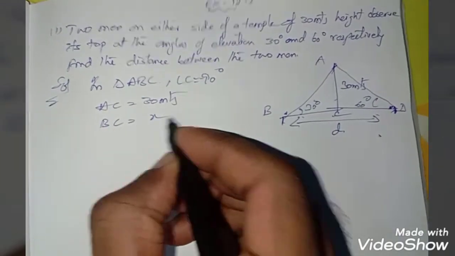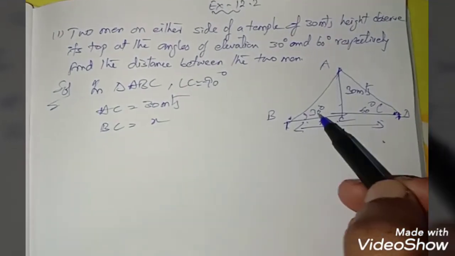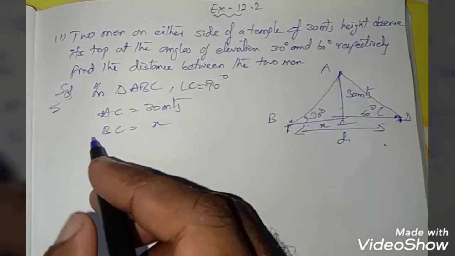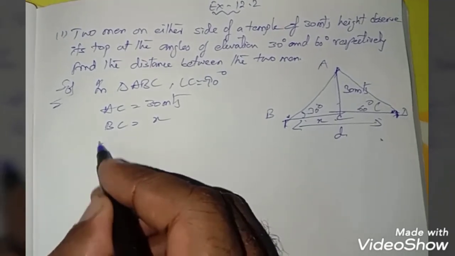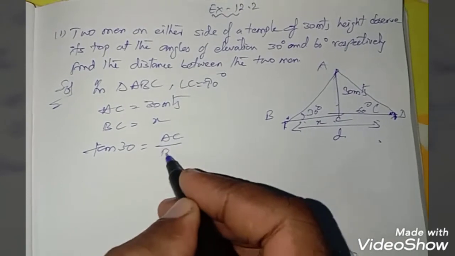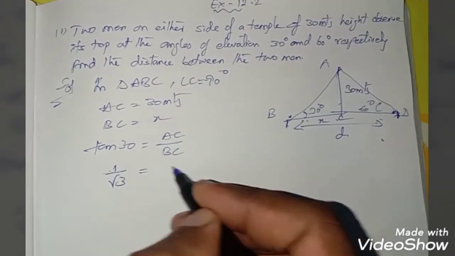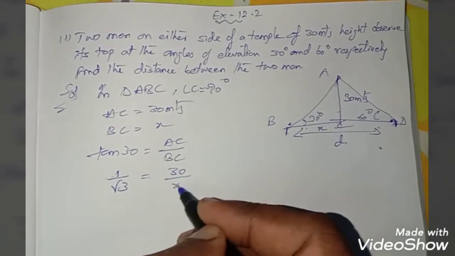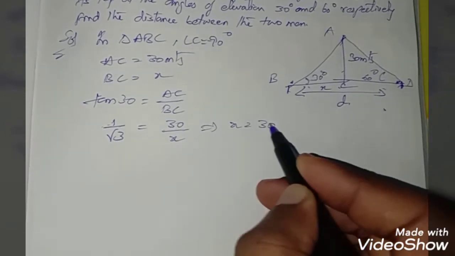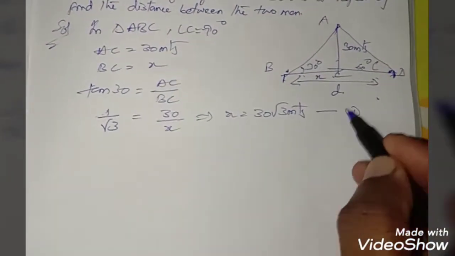We don't know what BC is, so let us denote this BC as X. Now here, as per angle A, this is your opposite and this is your adjacent. So opposite and adjacent will come in tan. So I can write tan 30 is equal to AC by BC, where tan 30 value is given as 1 by root 3 is equal to AC value, 30 by X. Now if I cross multiply, you will get X is equal to 30 root 3 meters. So after getting this value, denote it as the first equation.